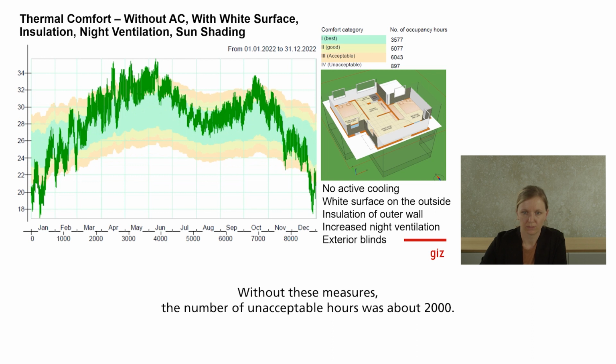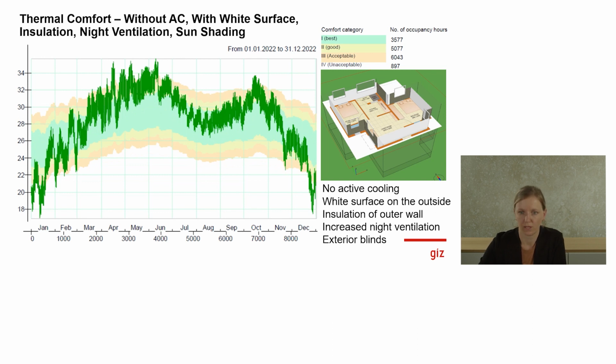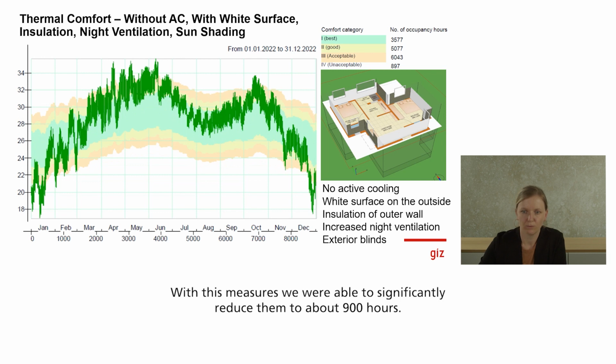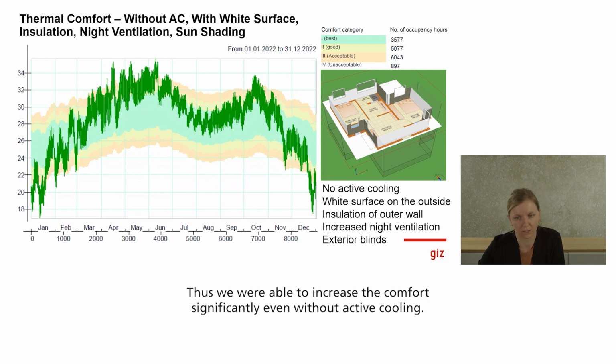Without these measures, the number of unacceptable hours was about 2000. With these measures, we were able to significantly reduce them to about 900 hours. Thus, we were able to increase the comfort significantly even without active cooling.